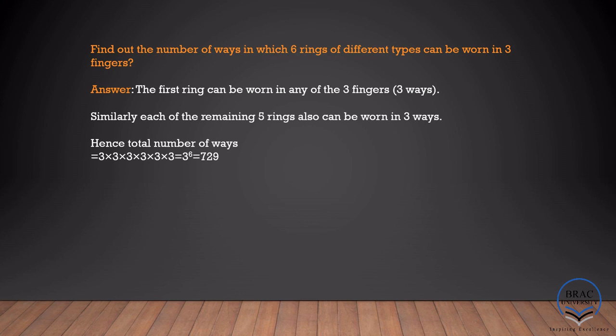Now we have to find how many ways 6 rings of different types can be worn on 3 fingers. All right. So the first ring can be worn on 3 fingers, that is 3 ways. Similarly, each of the 5 remaining rings can be worn on 3 different fingers, that is 3 ways, right? So all the 6 rings have 3 options to be worn. So that is 3 into 3 into 3 into 3 into 3 into 3, that is 3 to the power 6.